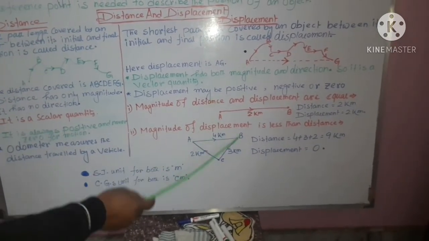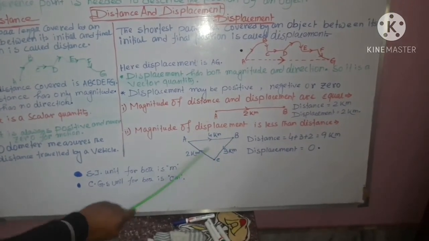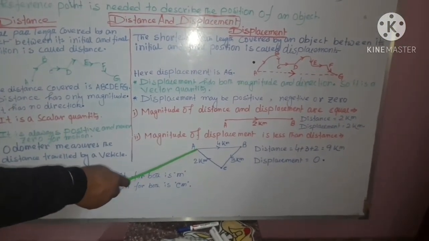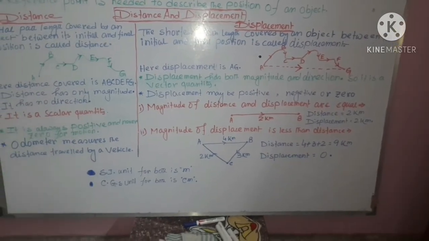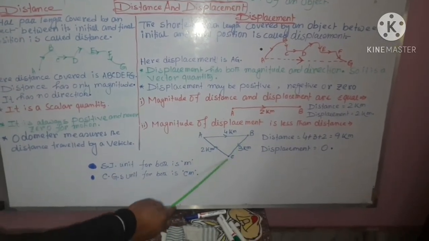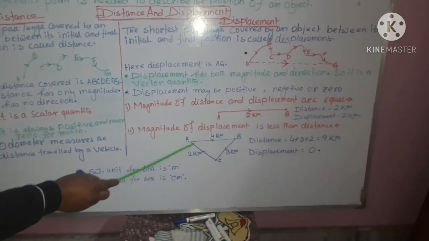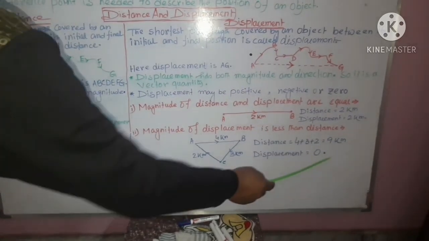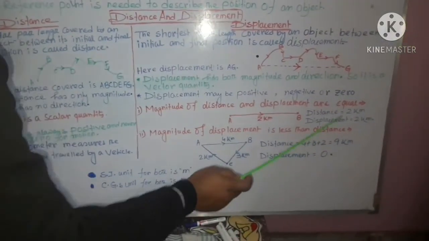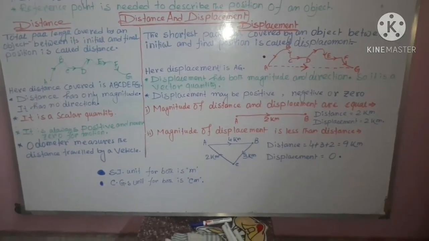See the situation. An object is moving from A to B, then from B to C, then from C to A. So now initial and final position of the object are the same. In this type of motion, what is the distance? Distance is 4 kilometer plus 3 kilometer plus 2 kilometer, that is 9 kilometer. But as the initial and final positions are the same, the displacement is 0. So from this example we can say the displacement is always less than distance whenever the direction of motion changes.